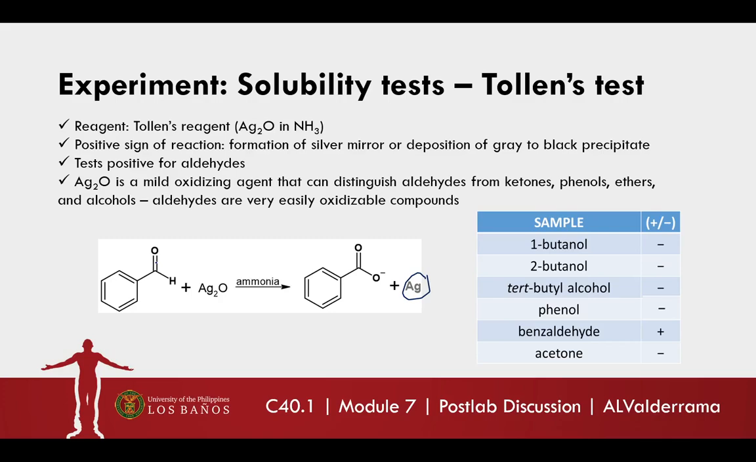Yung ibang test na ginawa natin, pwede siyang gawin by group or individual. Kasi mura lang naman yung ibang solvent na ginagamit or reagent na ginagamit natin. Pero for this Tollens reagent, medyo pricey or expensive yung ating sample or reagent. That's why medyo nagtitipid tayo dito because it is silver. Okay?